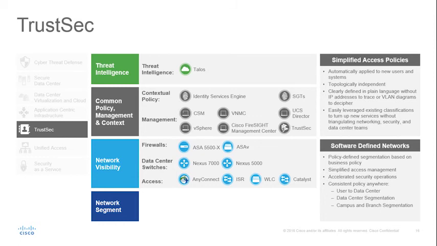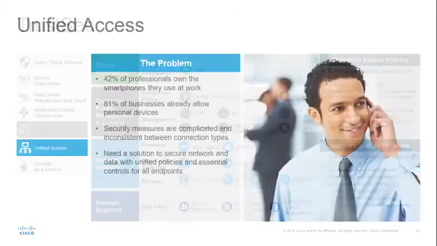The SGT is used by switches, routers, and firewalls to make forwarding decisions. Typically, TrustSec is deployed for one of three use cases: user to data center segmentation, and campus and branch segmentation. Cisco TrustSec takes the pain out of controlling various levels of employee access to sensitive information, even in the virtual world. But what if employees want to work from personal devices?